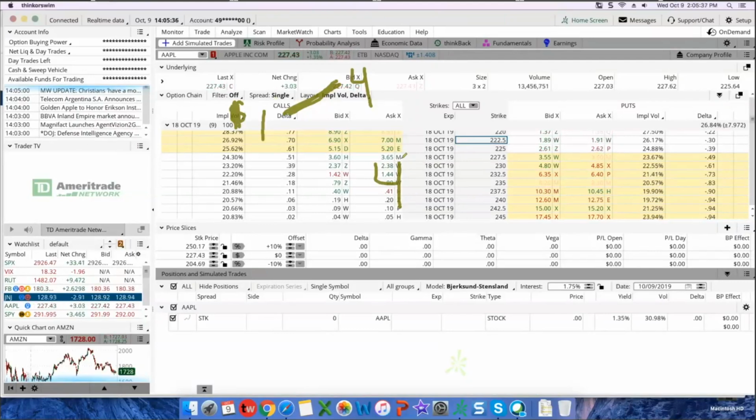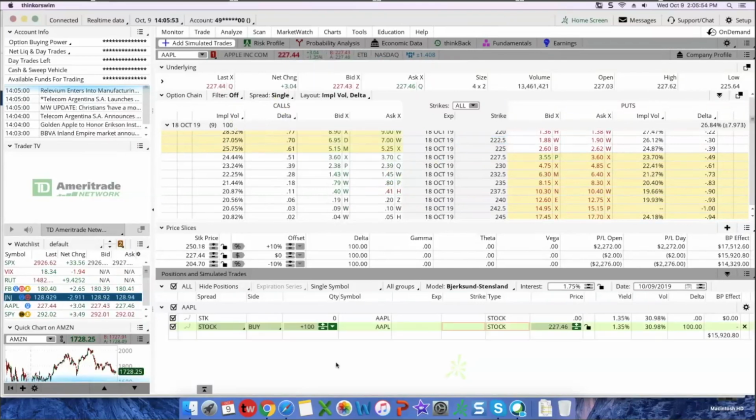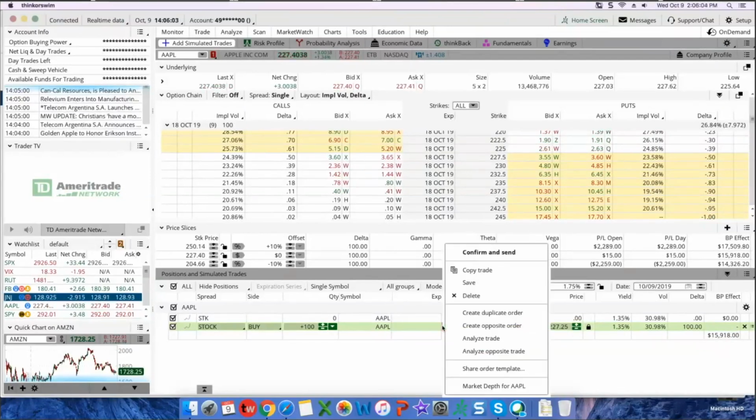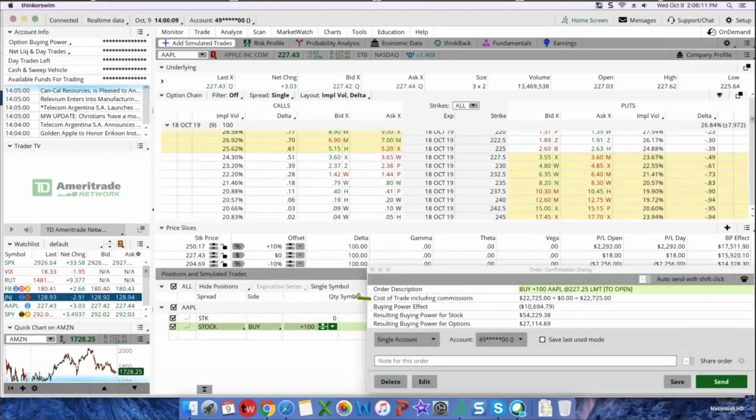I got you. So it is cheaper these days, but I just don't get why TD is charging 65 cents for Apple contracts. Oh, is that where it is, Kevin? Okay, so if I right-click on 227, I buy 100 shares of Apple at 227.47. So let's just go lower so I don't get it filled right away. Confirm and send. Cost of trading, yeah, $22,725 plus 0. So stock is free.